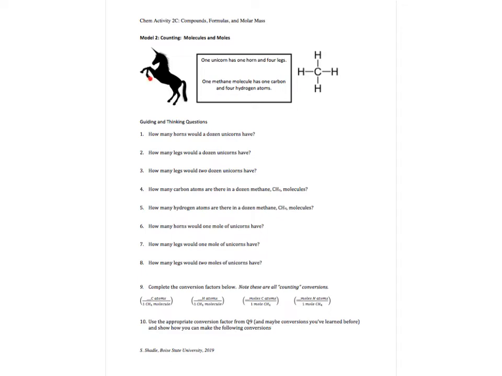Well, if we could line up a dozen unicorns and each one has 1 horn, we would then say there would be 12 horns if we had a dozen unicorns. How many legs would a dozen unicorns have? Well, if we had a dozen of them, they each have 4 legs, so we would have 48 legs. How many legs would 2 dozen unicorns have? Well, 2 dozen would be twice that, so we would have 96 legs.